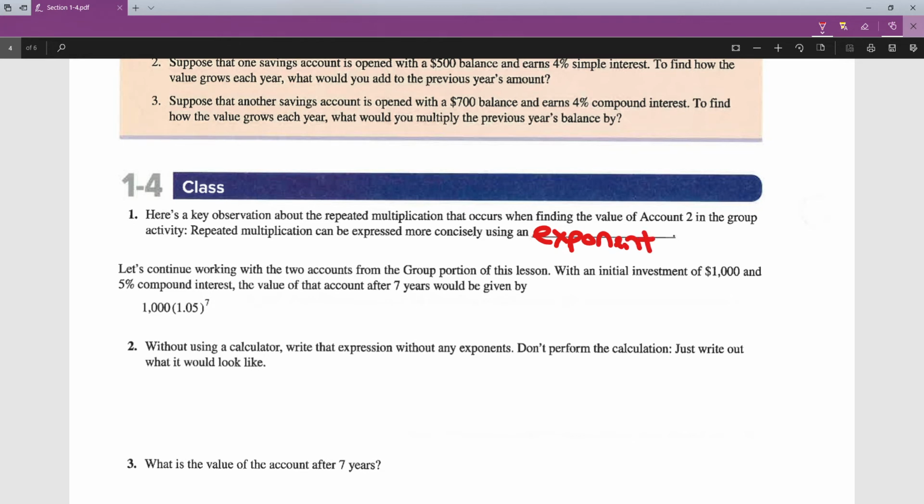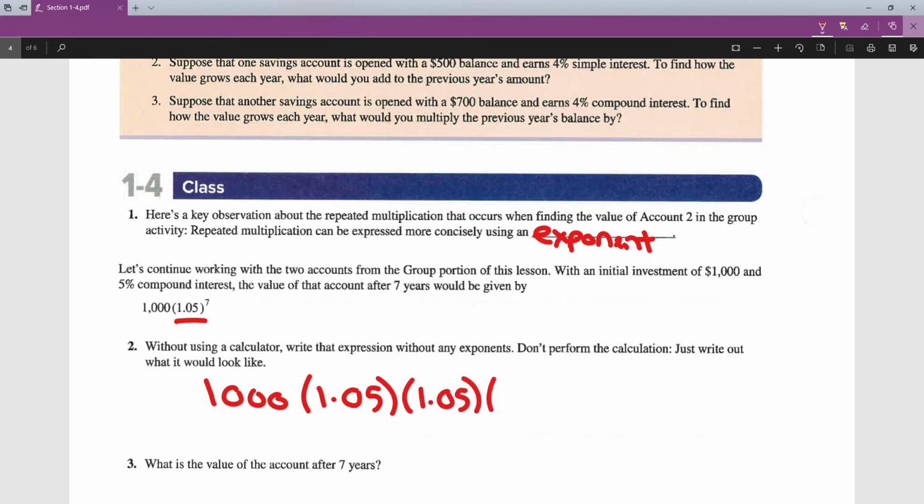Let's continue working with the two accounts from the group portion of this lesson. With an initial investment of $1,000 and 5% compound interest, the value of that account after 7 years would be given by the expression below, 1,000 times 1.05 to the 7th power. Without using our calculator, let's write that expression without any exponents. So I write the 1,000. How many times do I have to write the 1.05? Well, the power tells me to write it 7 times. So I'm going to write 1.05 7 times, if I can fit it on my screen.